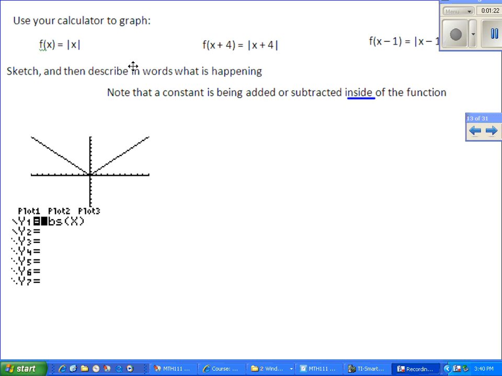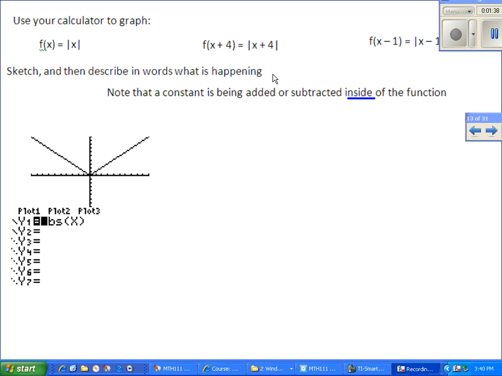Now we're going to look at the absolute value function. f(x) = the absolute value of x. I've graphed it on my calculator. You can find the ABS function on your calculator by hitting math, cursor to the right once under NUM, and then you should see the ABS.